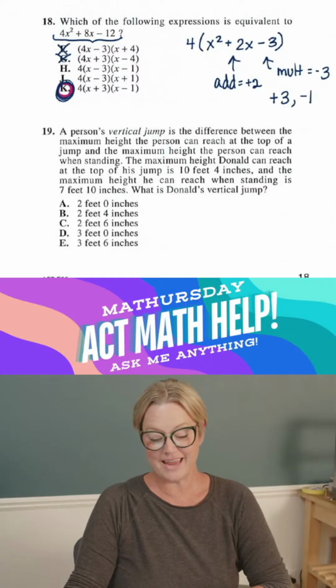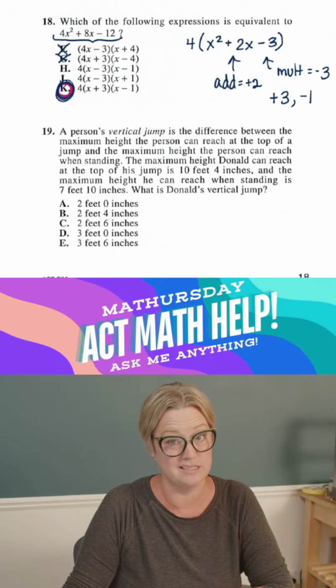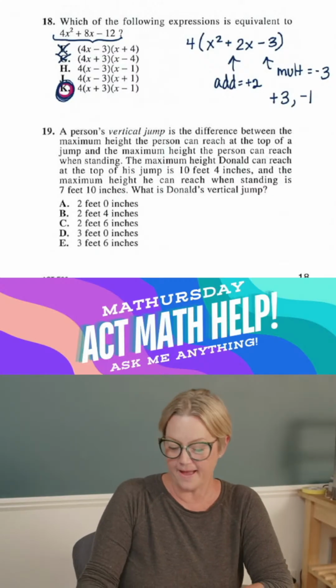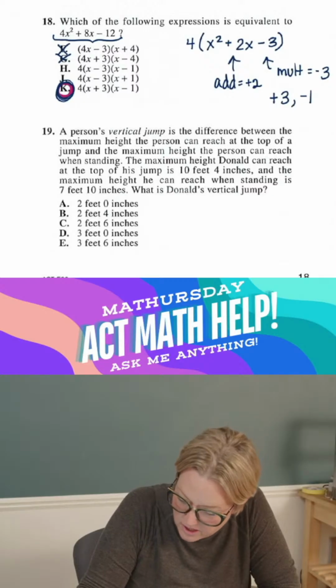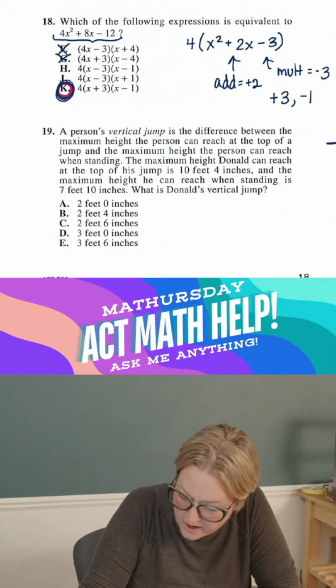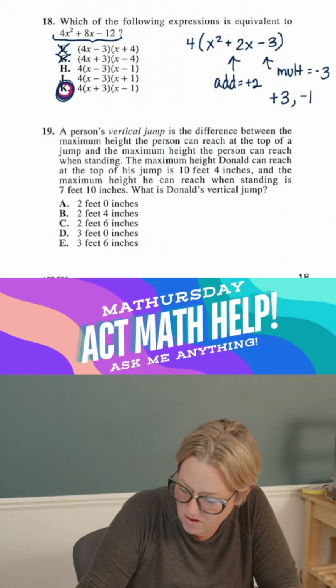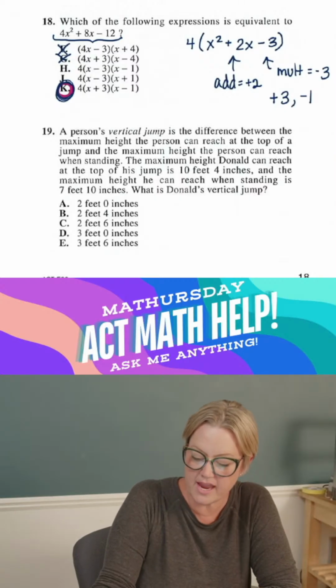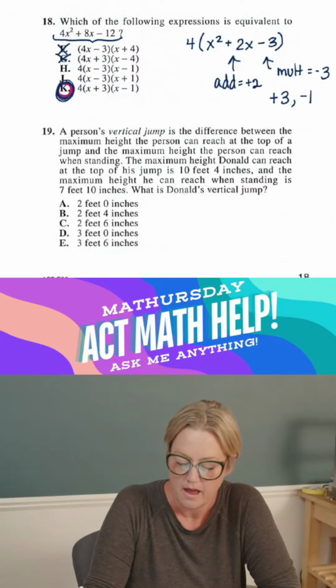Now, this is, I would say, uniquely an American question because it's feet and inches, right? What we've got is the maximum height that Donald can reach is 10 feet 4 inches. Oh my gosh, we can't read that at all. Okay, so what we're really looking at is 10 feet 4 inches minus 7 feet 10 inches.